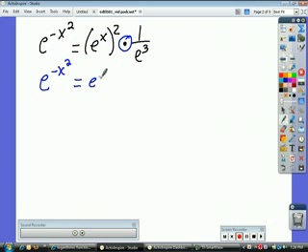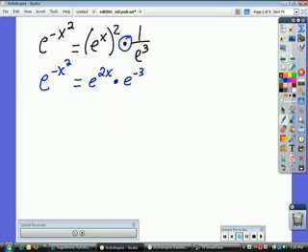So this simply becomes e to the 2x times, and in order to get this to work well, we want to take this out of the denominator. So when we move it up, this becomes e to the negative 3. Now, the next property of exponents we're going to use is that when we multiply powers with the same base, we simply add their exponents.